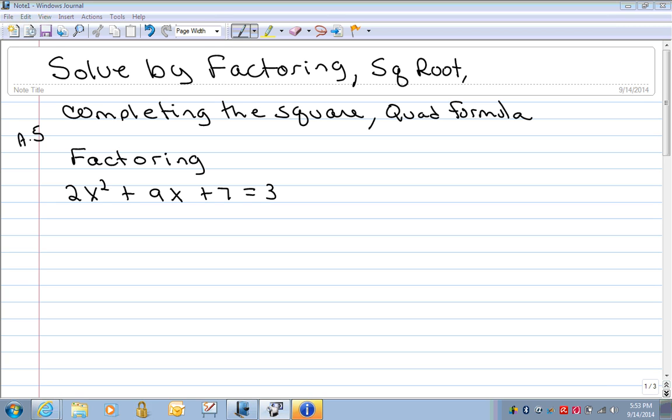Let's start by factoring. We have an equation here, our quadratic, and we're going to solve by factoring. We would need to set it equal to 0, put it in general form. So the first thing we're going to do, I'm just going to come over here, and we're going to have 2x squared plus 9x, and we would subtract the 3, so plus 4 equals 0.